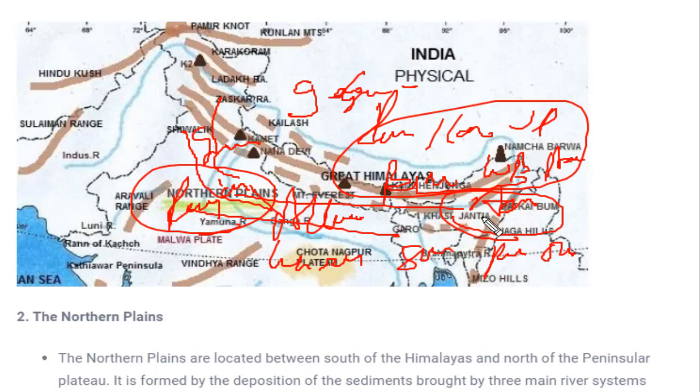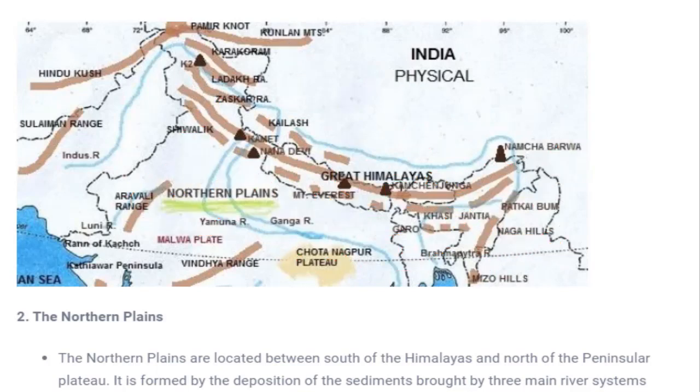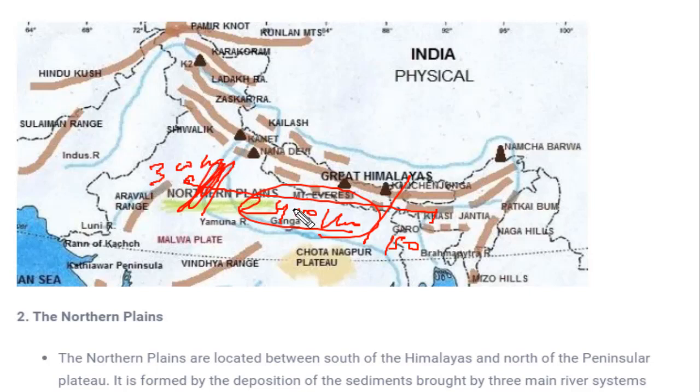And if we talk about the extension, the distance from Punjab till Assam, just a minute, let me delete this so it becomes more clear, varies to 2400 kilometers. On the Assam side it is 150 kilometers in width, and on the Punjab side it is 300 kilometers. So it varies in width from 150 to 300 kilometers, whereas the length of this northern plain region is 2400 kilometers from Punjab to Assam.